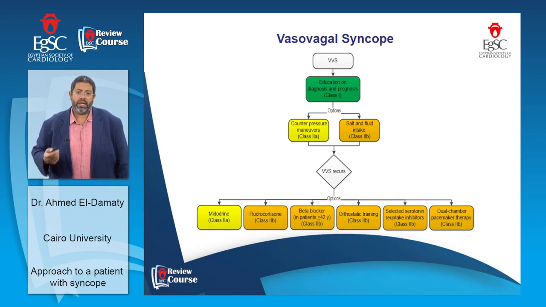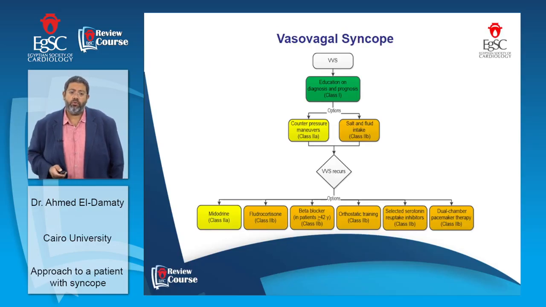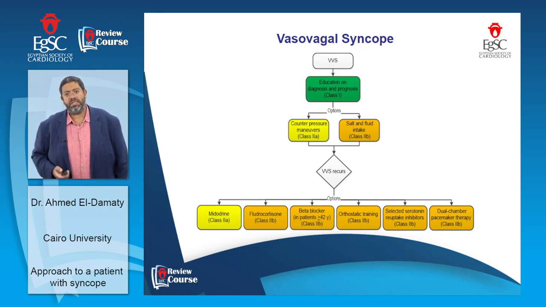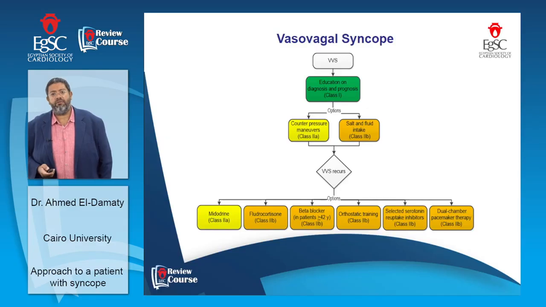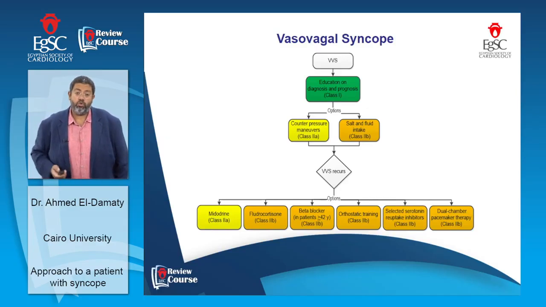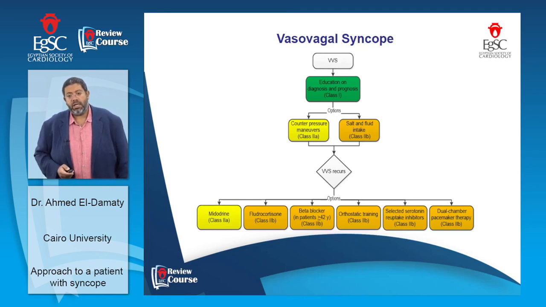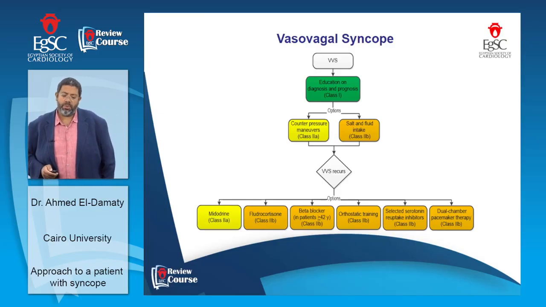Frequently reassuring can help your patient. There are other options that can be close to A in terms of the indication, like counter pressure maneuvers or giving a drug like midodrine, but most of the other therapies that we have, including the salt and fluid intake, are class 2B indications. Other drugs in this class are fludrocortisone, beta blockers in older patients, orthostatic training, selective serotonin reuptake inhibitors, and dual chamber pacemaker.